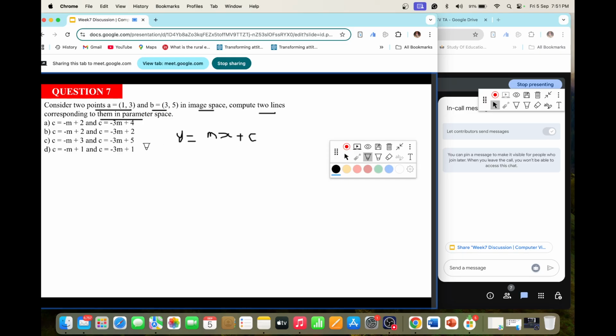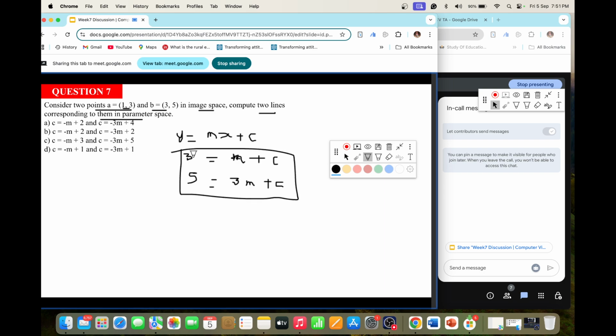If you put the point A, 1 comma 3, your answer will be 3 equals m plus c. This is one equation, and another equation is for B, 3 comma 5. So that is 5 equals, sorry, this is not x, this is m, 5 equals 3m plus c. So these are the two equations.